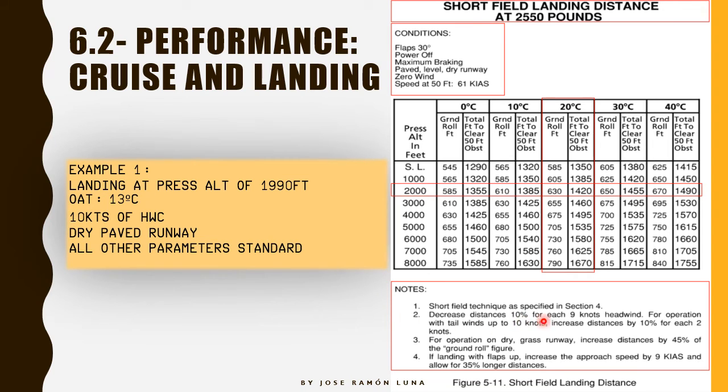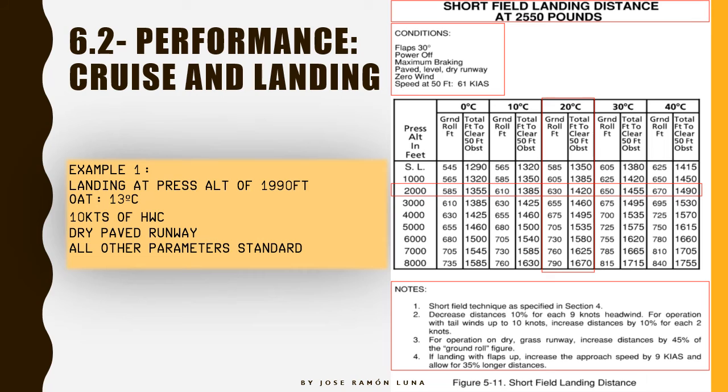Exactly, 10% for each 9 knots. Until I have 18 knots, I cannot apply the next correction. So if I have 10, I can only apply 10%. Good. Let's keep going with the next one. 3. For operation on dry grass runway, increase distances by 45%. Well, we are luckily on a dry paved runway, but as you can see, landing on grass actually increases our landing distance on the ground by almost 50%. So just think about that when you're going to be landing on a grass strip.